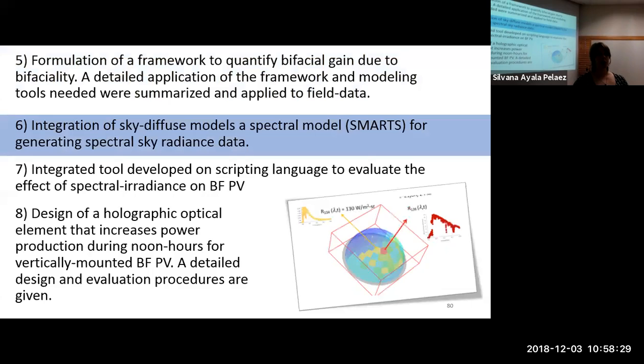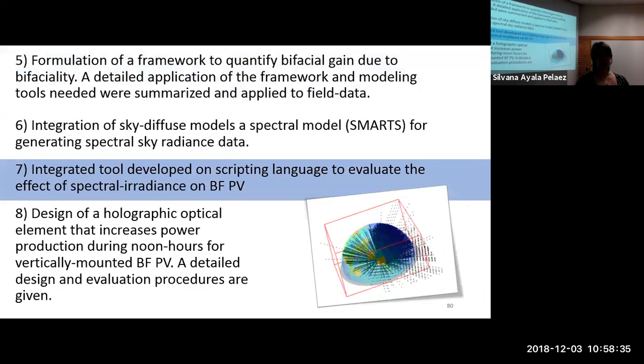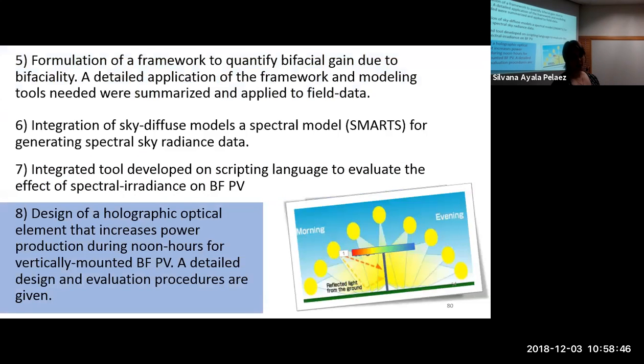We have the integration of the sky diffuse model, the spectra, to generate the irradiance. And a tool was also developed for the use and evaluation of holograms with bifacials in our lab. And finally, I guess I didn't really talk about this, but those of you who were at the Master's Defense heard about the holographic cap and the bifacial, which is basically putting a hologram on top of a bifacial panel.